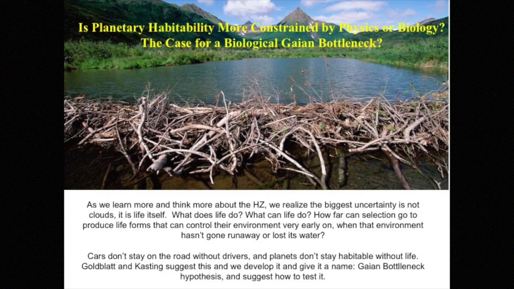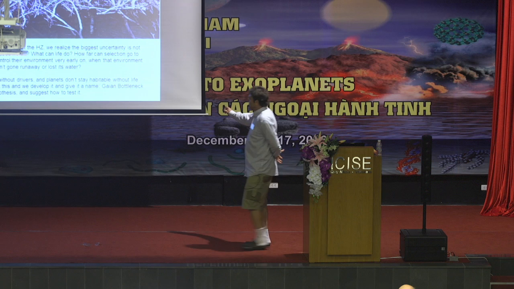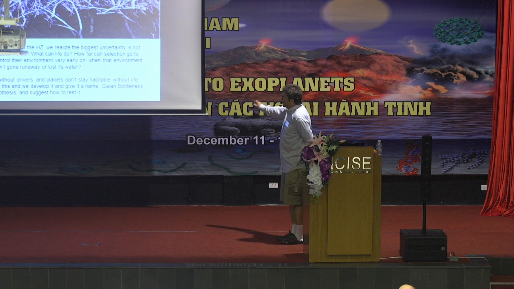So is planetary habitability more constrained by physics or biology? I'm guessing that we physicists need a lot more help from biologists, particularly ones who are looking at the global regulation of CO2 in the carbonate-silicate cycle, to figure out how big a role life played and at what stage in the evolution of life on Earth. Was it able to be so global that it could do this, changing the albedo, etc.? So as we learn more and think more about the habitable zone, we realize the biggest uncertainty is not clouds, it is life itself. What does life do?